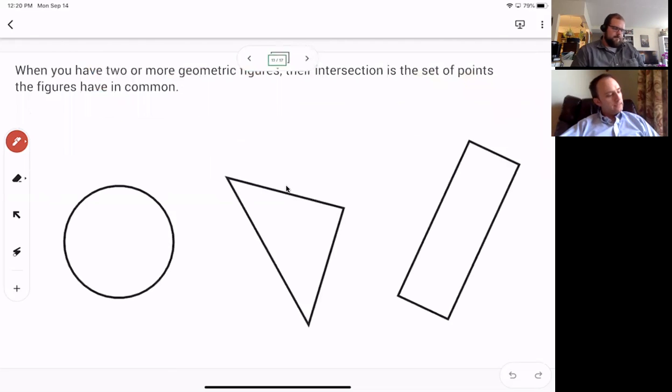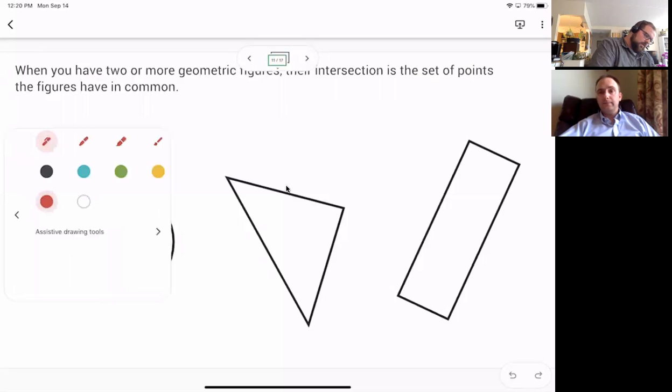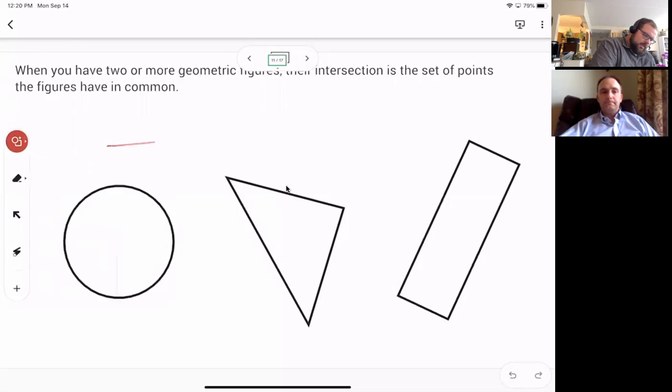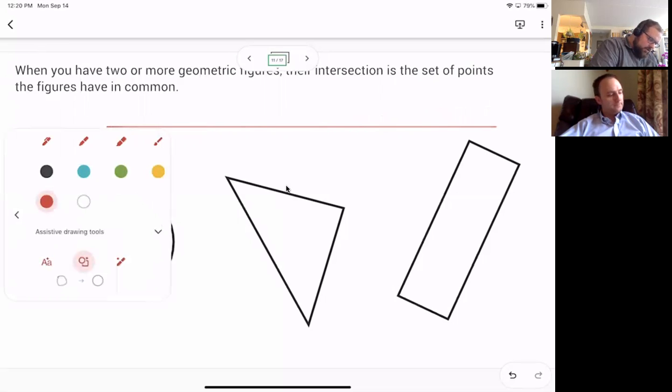So now we're going to talk about this one. It says, when you have 2 or more geometric figures, their intersection is a set of points the figures have in common. And I'm going to add one that we didn't have earlier, which is going to be a line or a segment. Look how straight that line was. Good work. That's because I use the assistive drawing tools. Oh, it's the best. I know.